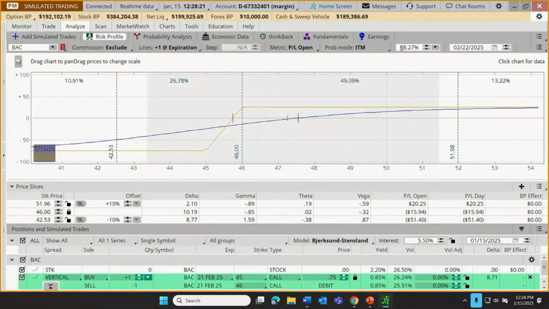That's why it's 68% there. Now, the trader might also be curious to know, what's the likelihood of at least breaking even? If I need to be at 46 or higher, which carries a pretty strong likelihood, just breaking even doesn't even require that I'm at 46. We know that we need to be at 45.75. So let's go ahead and change this to 45.75.